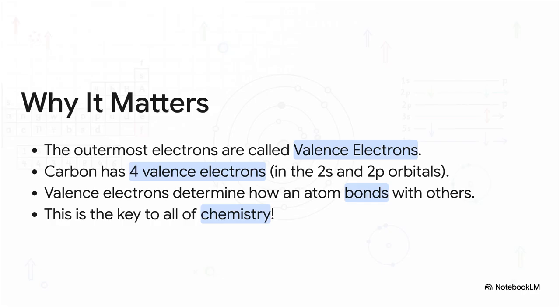They're called valence electrons. And these are the only electrons that matter for chemistry. They're the social ones that interact and form bonds. Carbon has 4 of them, and that's why it can form 4 strong bonds, which is literally the backbone of all life on Earth. So this isn't just a nerdy exercise, it's the fundamental secret language of all chemistry.